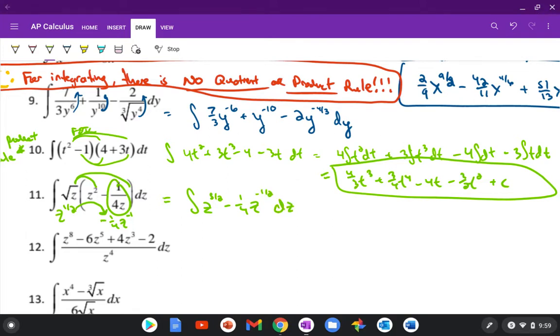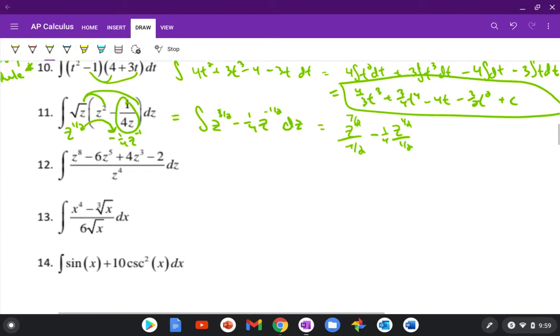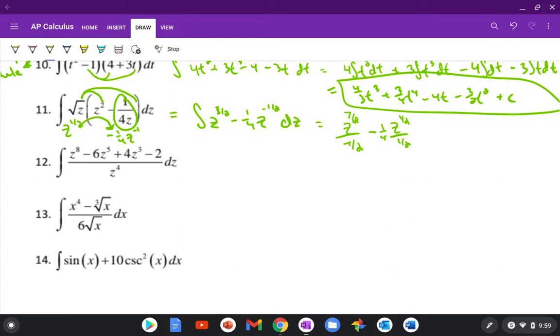And then you would go ahead and integrate it from there. So this would then be 7/2, z to the 7/2 divided by 7/2 minus z to the positive 1/2. So 1/4 z to the positive 1/2 divided by 1/2. And you just simplify from there. So I'm not going to go through how to do all those, but at least make you aware of how to do that.